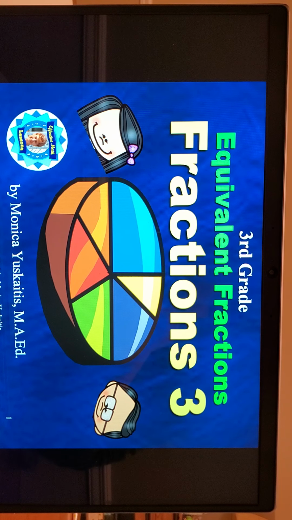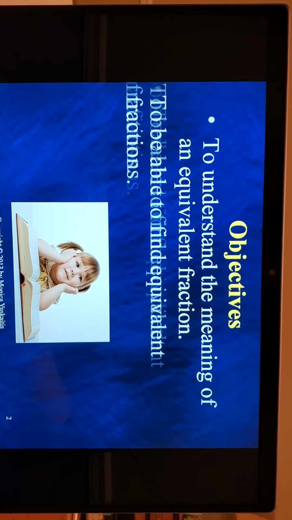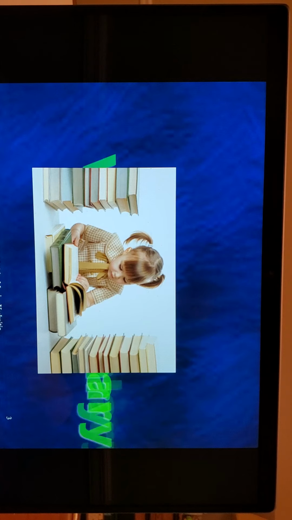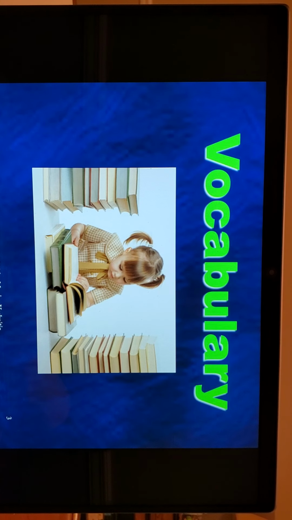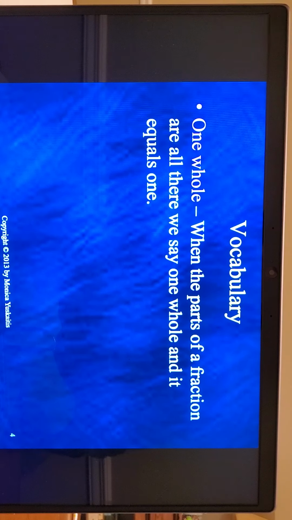Okay, so to figure out my candy bar problem, I'm going to go back to what I know about fractions. And today we're going to talk about equivalent fractions. So our goal is to understand the meaning of an equivalent fraction and to be able to find equivalent fractions. Let's review a vocabulary term before we move on. Talk about the term one whole.